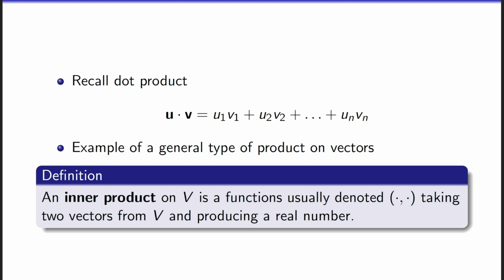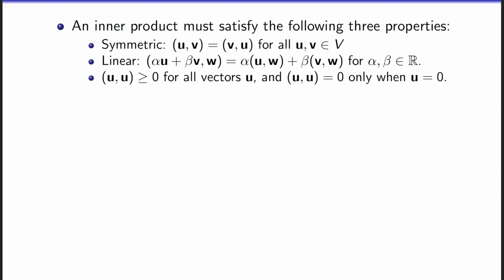However, in order to be an inner product, these functions have to have a few more properties. First, the inner product must be symmetric, so u times v must be the same as v times u. Second, it must be linear, in the same way that the product of two numbers is linear. So scalars can be pulled out of the product, and a distributive property exists over addition. Finally, the inner product of a vector with itself must be non-negative, and the only time that the inner product of a vector with itself can be zero is when the vector is zero.